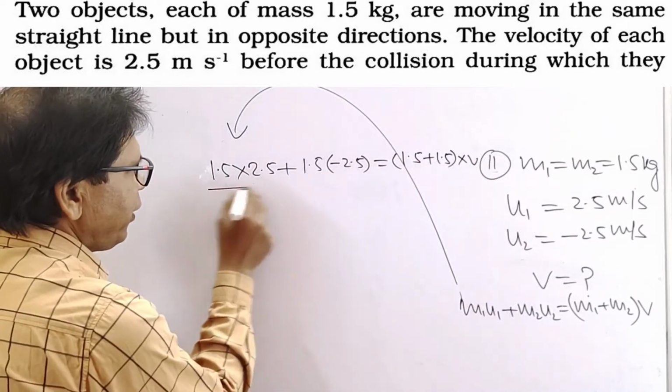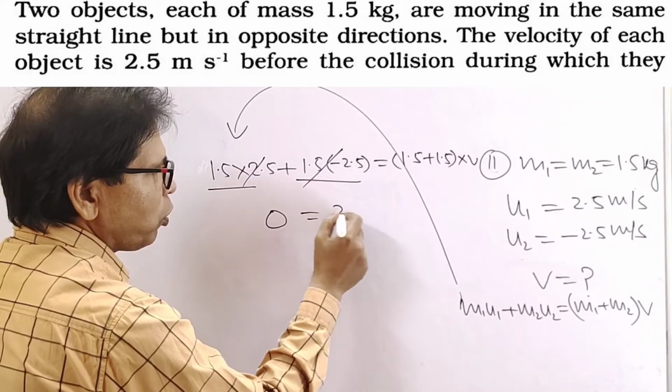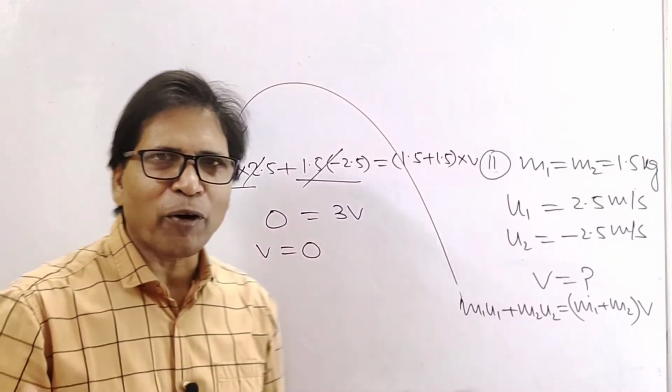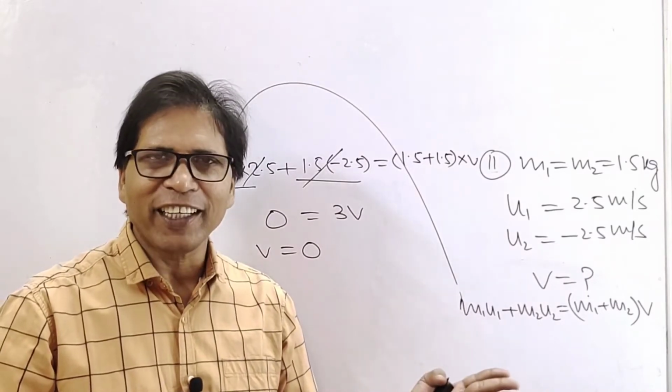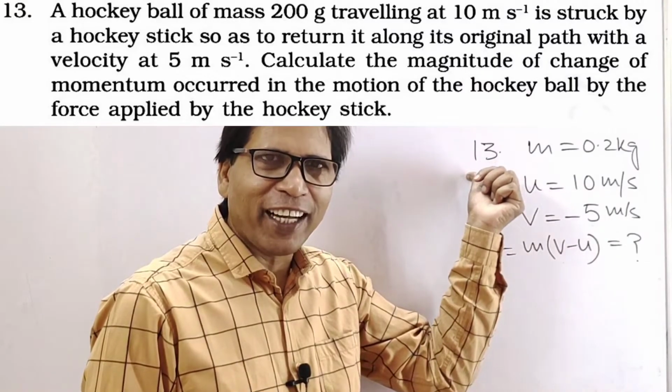Look at this, this and this cancel out. So this is 0, therefore 3 into v is 0, so v is equal to 0. So the velocity of the combined mass after collision becomes 0. Okay, now NCERT numerical 13.